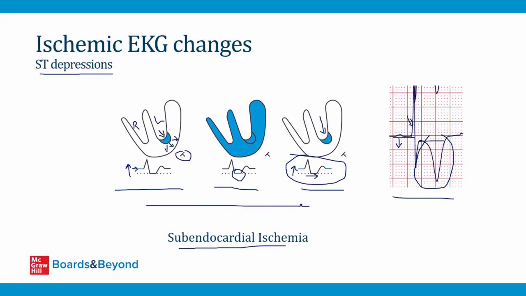Now, everything I've shown you here is relatively low yield. It's unlikely you'll be asked about this on Step 1. If you find it confusing, don't worry about it too much. But I wanted to explain this to you so you understand where the ST changes come from in subendocardial ischemia.